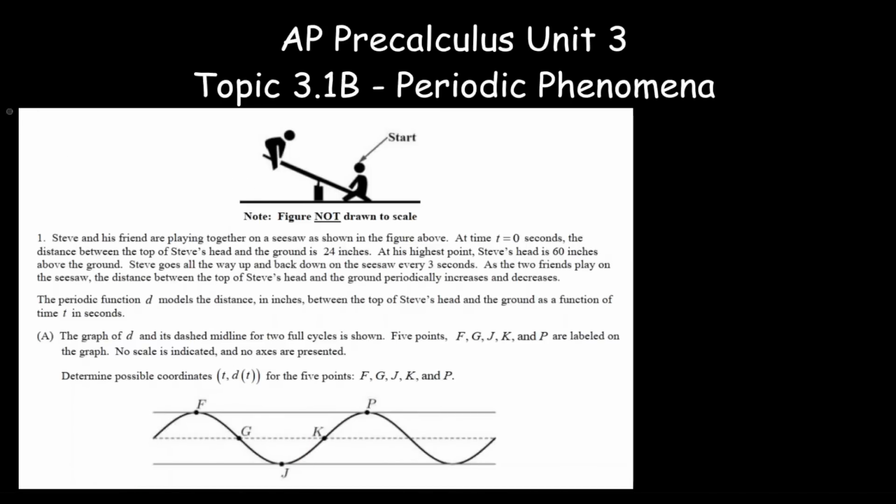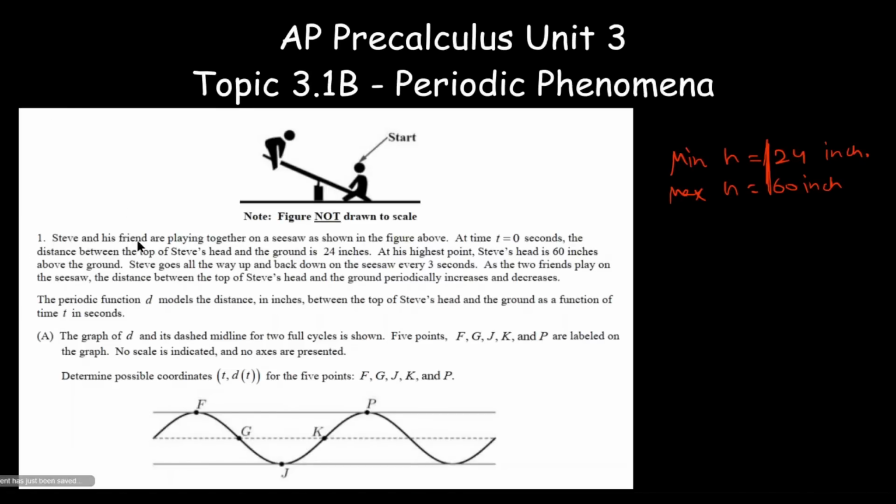Okay, so what is the minimum height of Steve's head? Obviously, that's 24, because that's the starting point. So the minimum height is 24. And what is the maximum height? The maximum height is 60 inches. And what is the period? That's already known to us. It's 3 seconds. So what will be the middle value? Because after all, the dotted line is the middle line. So what will be the middle value of this?